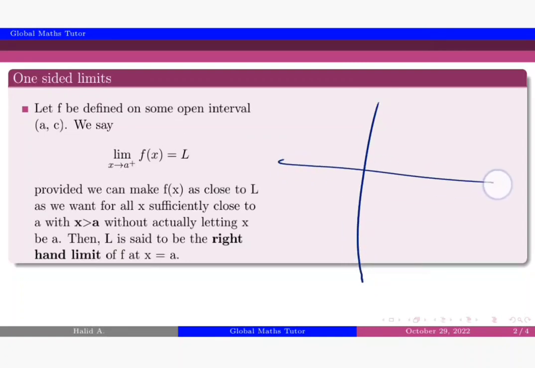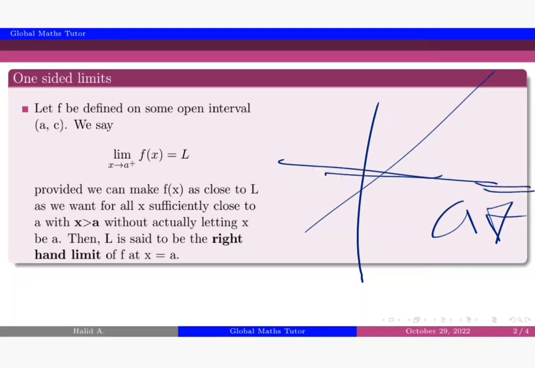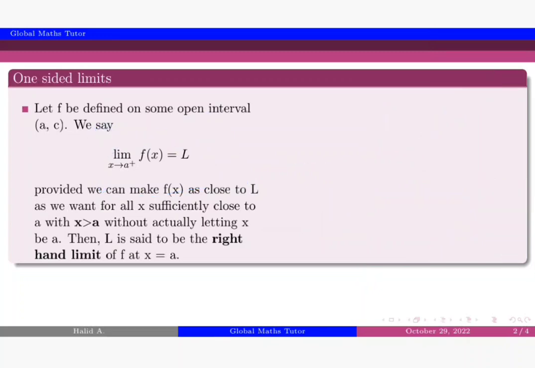For example, if this is the graph and a is here, then it means x is approaching a from the right side, which is the positive side, and this one is the negative side. As x gets nearer and nearer to a from the positive side, what will be the value of f of x? If it is L, then we write that the limit of f of x as x approaches a from the positive side is L.